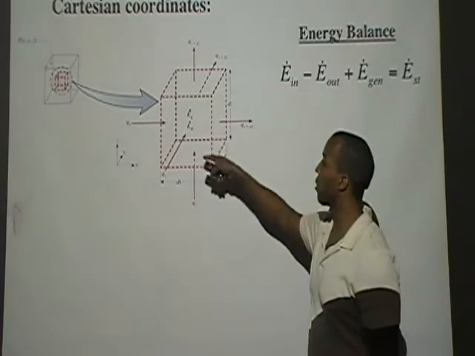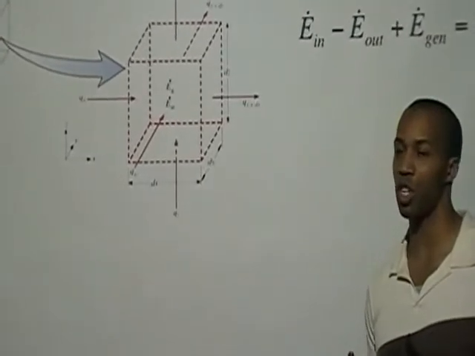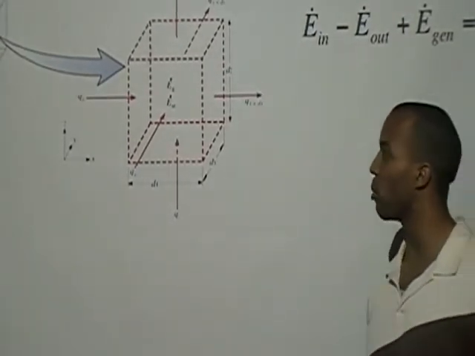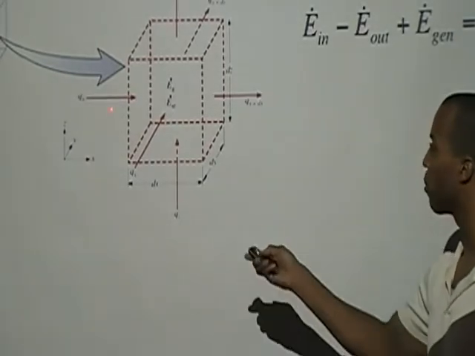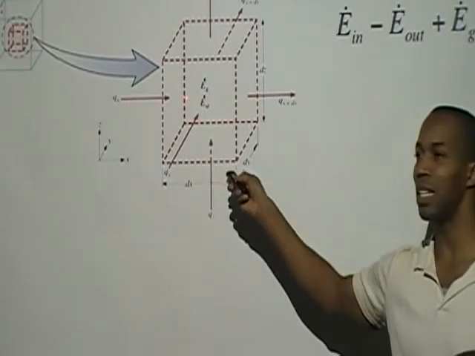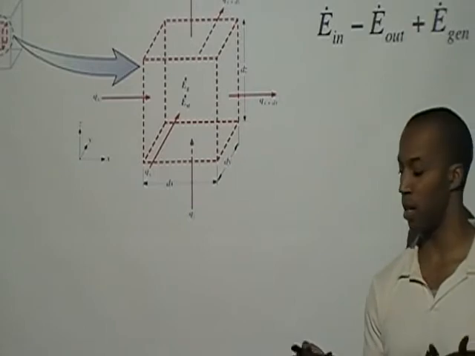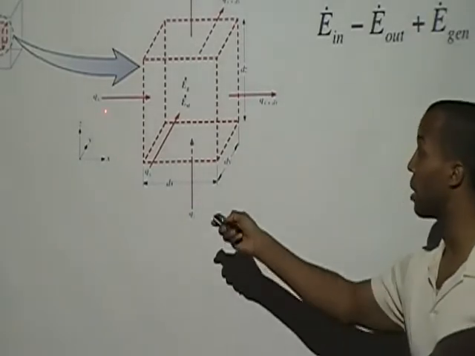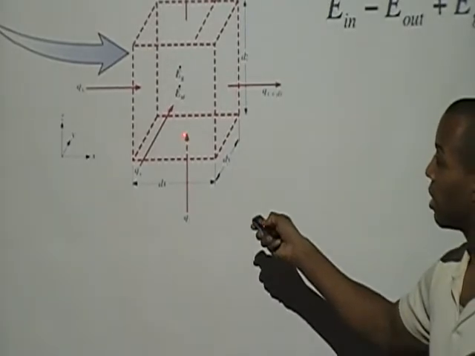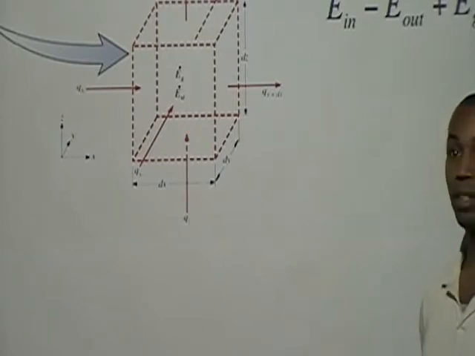So we have this square. We're working in three-dimensional space, so we're deriving the most general form of the heat equation. And so what do we have that's important here? Well, we have heat that can be conducted into this volume. So this is the energy in. And the heat can be conducted in the x direction, in the z direction, and in the y direction.